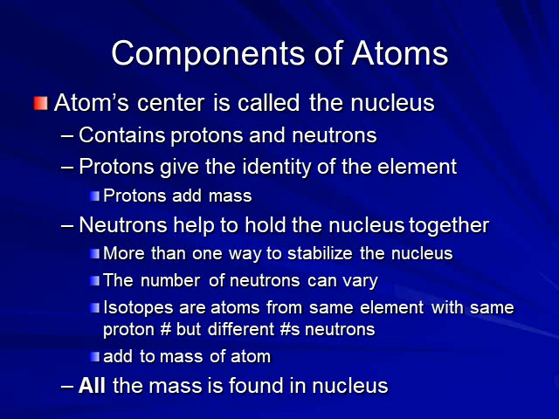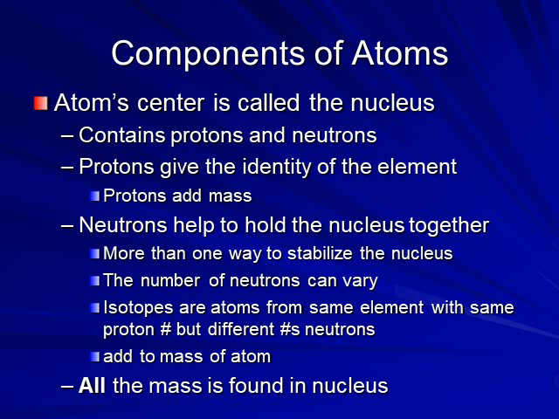Okay, components of atoms. The center of the atom is called the nucleus. In the nucleus, it will contain protons and neutrons. Protons give the identity of the element, and protons do add mass to the atom as well. Now, protons will have a positive electrical charge, and so they bring positive charges into the nucleus.